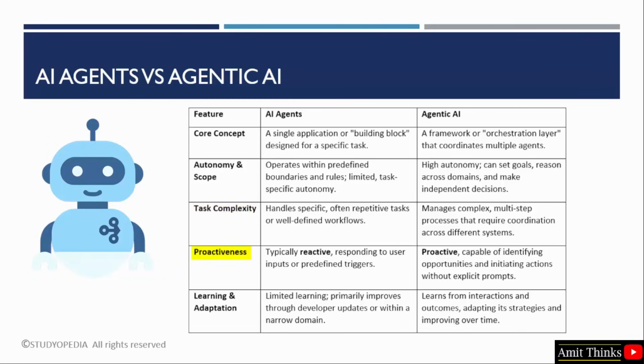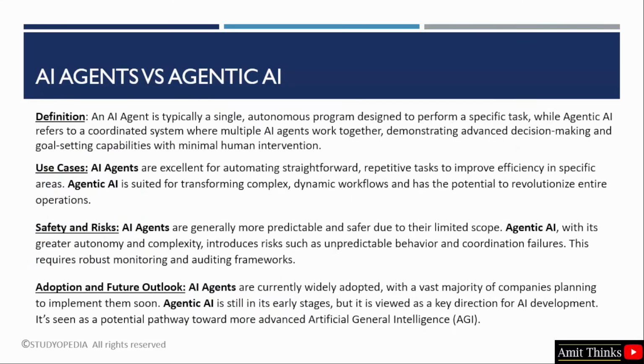The fourth one is proactiveness. AI agents are typically reactive, that is responds to user commands or triggers, whereas agentic AI is proactive, that is it initiates actions, identifies opportunities without prompts. The last comparison is learning and adaptation. AI agents have minimal learning, relies on manual updates or narrow feedback loops, whereas agentic AI continuously learns and adapts from outcomes and interactions. We just saw the difference.